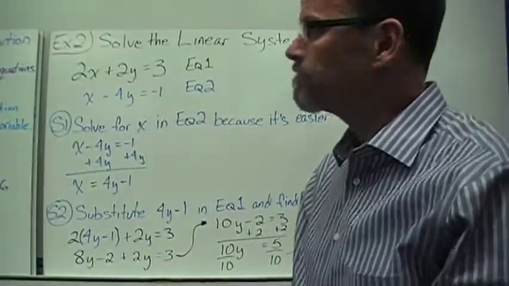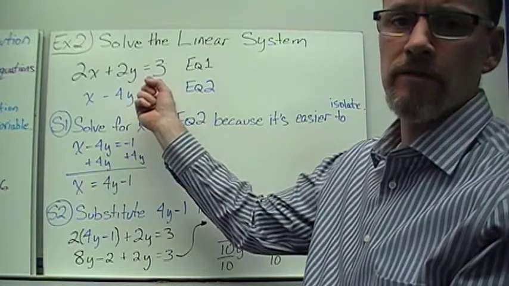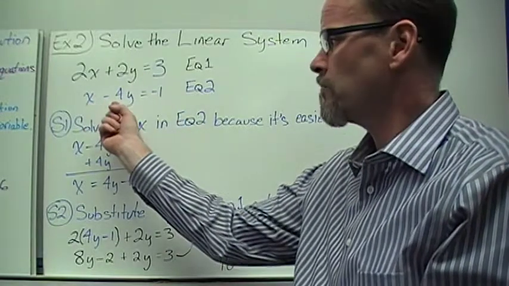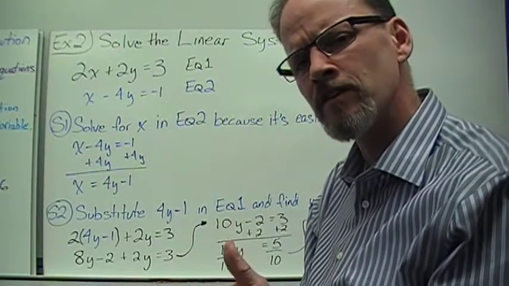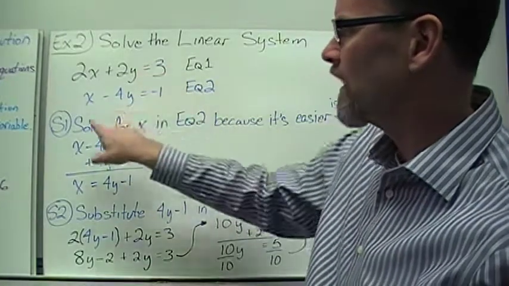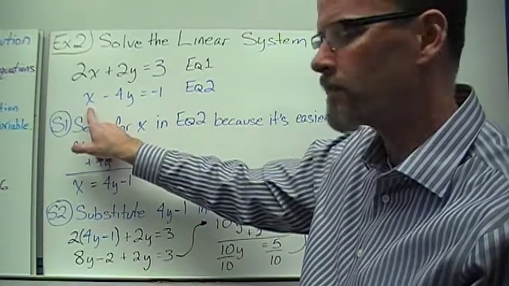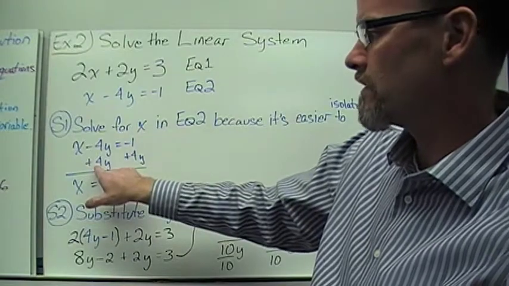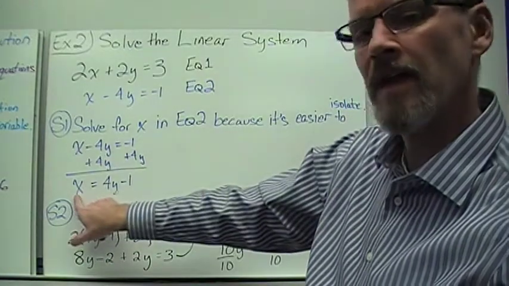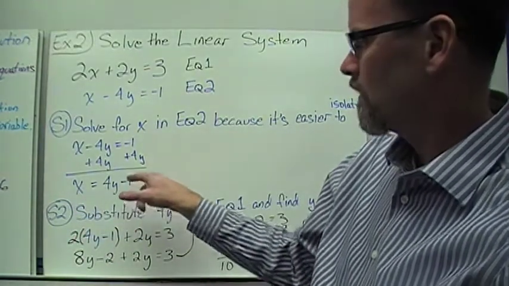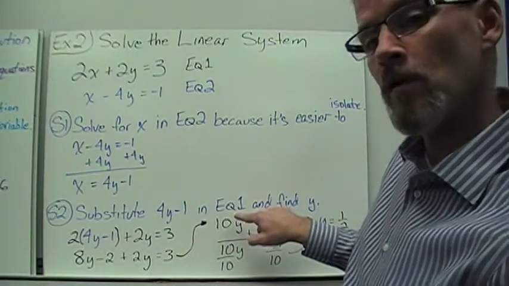Example 2. Equation number 1, 2x plus 2y equals 3. Equation number 2, x minus 4y equals -1. Remember, step 1, I want to find the easiest one to isolate first. And I look at this and I love it when I don't have a coefficient in front of one of these. So we're going to solve for x first. How do I do that? Quickly, just inverse operations on the negative 4y, both sides, and I find out that x equals 4y minus 1.